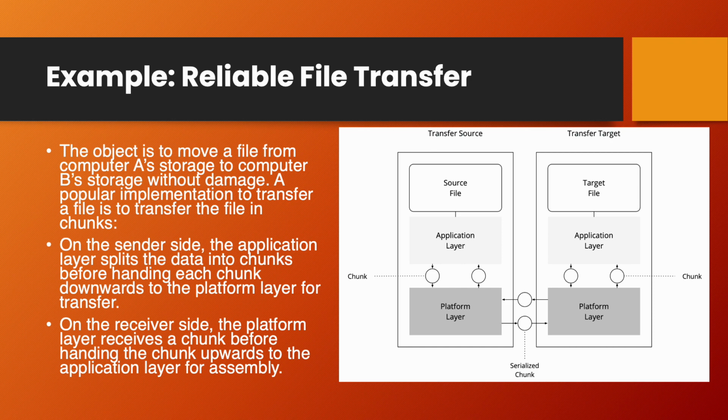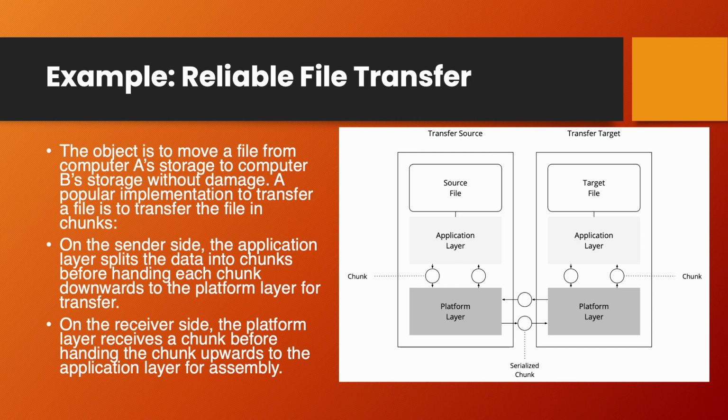So as you can see in the diagram, there's a source and there's a transfer target. So there's a source file, a target file, and an application layer. The file is chunked, and then it goes to the platform layer, which does a transfer. The platform layer receives it, then gets the chunk, and the application layer combines the chunks and writes to the target file.